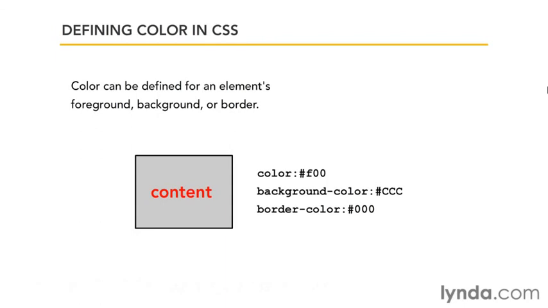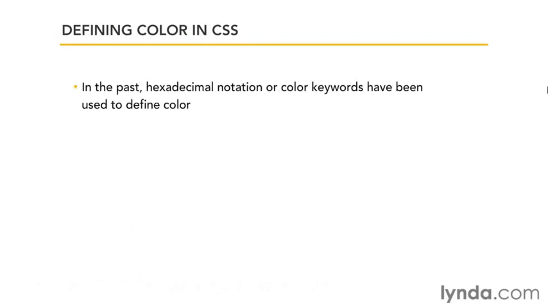The Level 3 module introduces the new opacity property, which allows you to specify the transparency of an element. And we're going to take a closer look at the opacity property a little bit later on. Now, in the past, if you've specified color in CSS, chances are you've used hexadecimal notation or a color keyword. Defining colors using RGB values was available to us in CSS2, but due to uneven support early on, few people actually used it. All of these are still valid ways of defining color in CSS3.